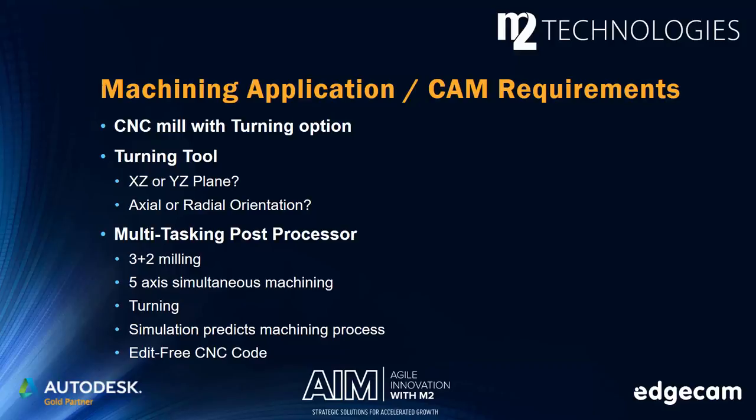The glue that holds the CAM process intent together is the multitasking post-processor, which supports 3+2 milling, 5-axis simultaneous machining, and turning. Machine simulation is configured in the post-processor and integral with the CAM system. Simulation accurately predicts CNC motion and material removal during the machining process. The intent is that when process simulation looks good, the resulting CNC code file can be immediately set up and run in the CNC machine without requiring any edits.